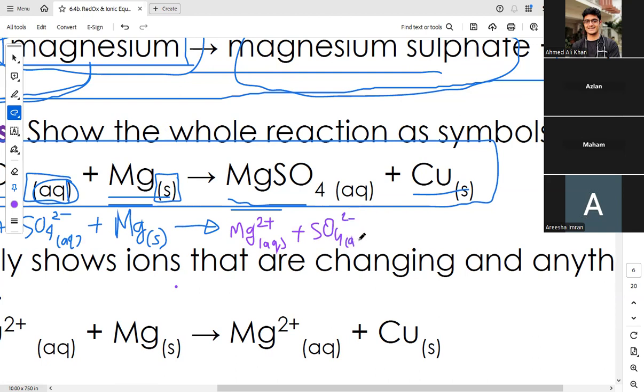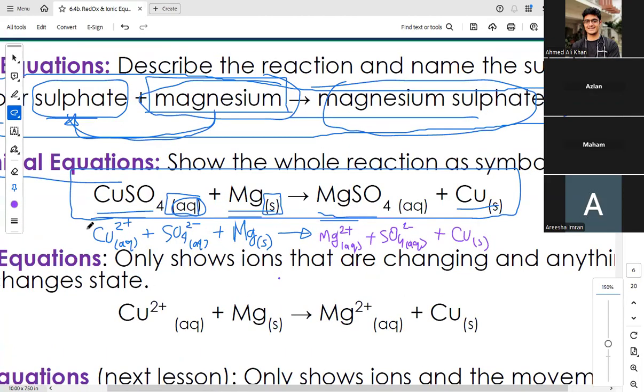And then plus Cu, Cu2 plus. Are you sure? No, nothing. There's nothing. So it's just copper solid. It's not dissociated into ions.